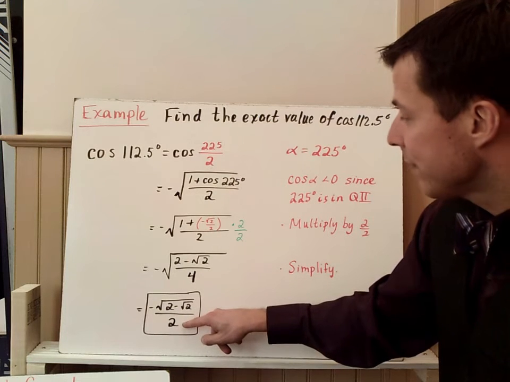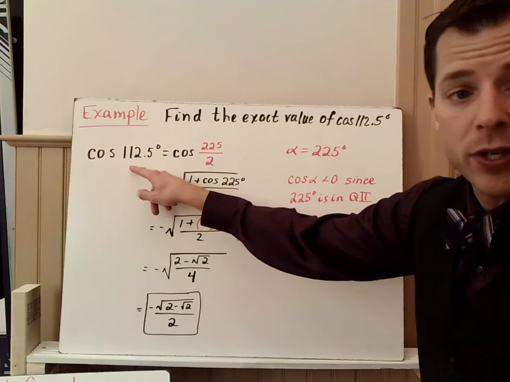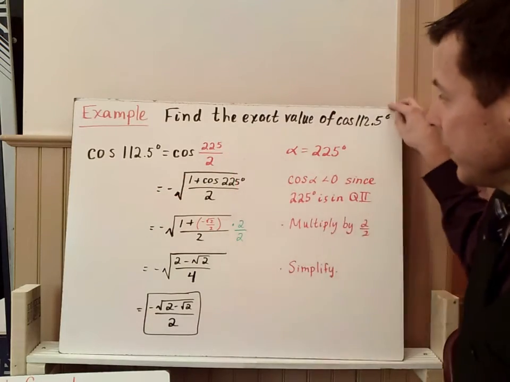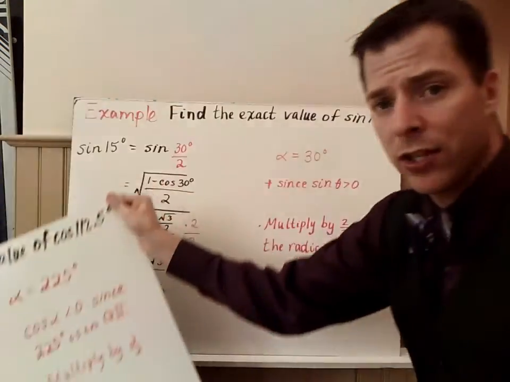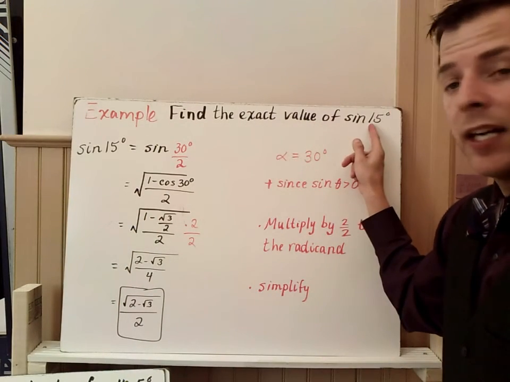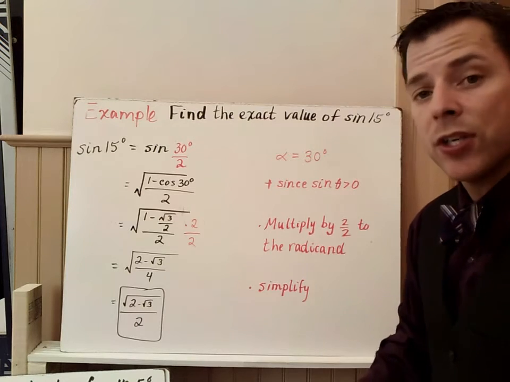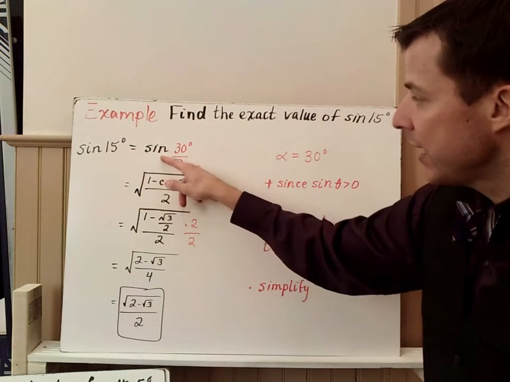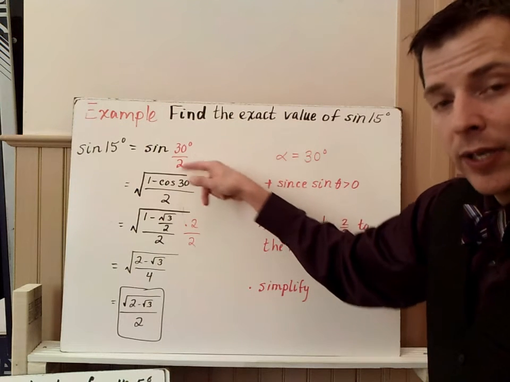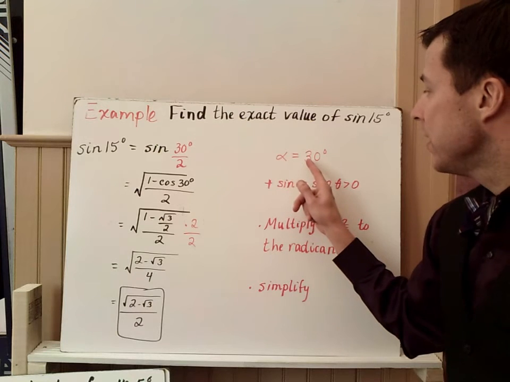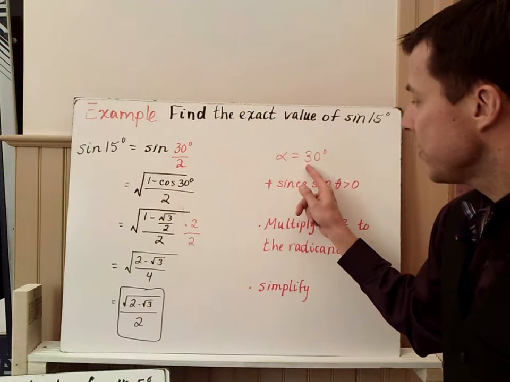So that's the exact value of cosine of 112.5 degrees by using the half angle formula. Let's look at a little simpler example. Find the exact value of sine of 15 degrees. So we know that sine of 15 degrees is half of 30. So look, sine of 30 over 2. Now we can apply that half angle formula where alpha is equal to 30 degrees.